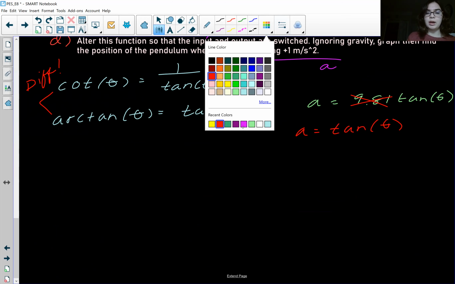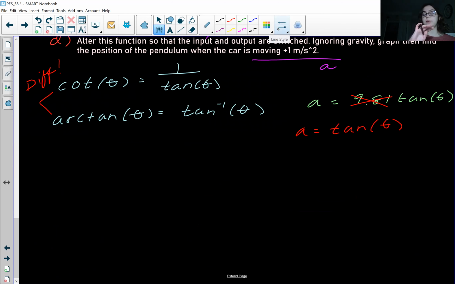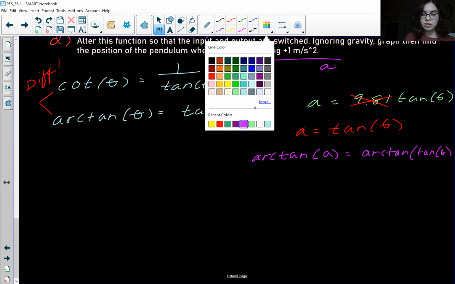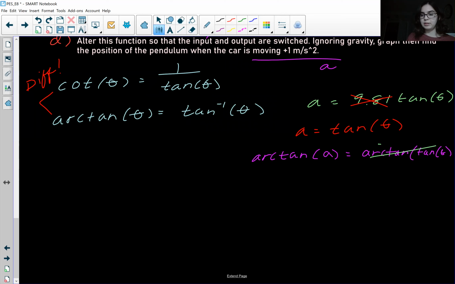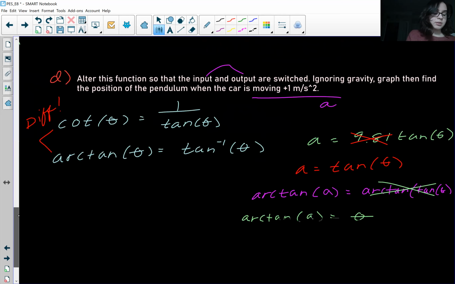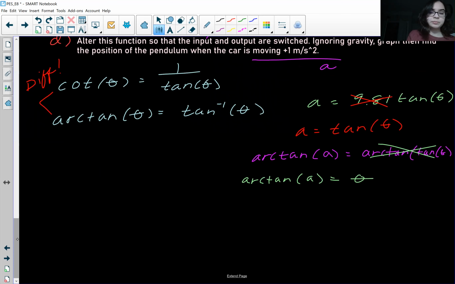And something we know from inverses is that if we compose them, everything cancels and you'll just be left with a variable. So let's do arctangent of a equals arctangent of tangent of theta. I'm running out of room. So arctangent of tangent, that's composing inverses, so that's going to cancel. And we will be left with arctangent of a equals theta. Okay, so that is our function.